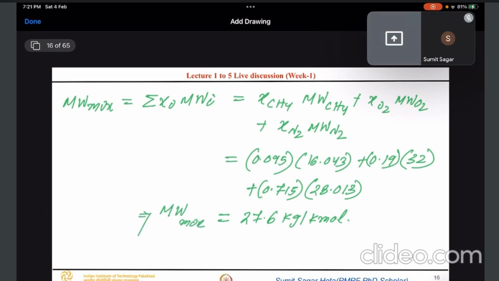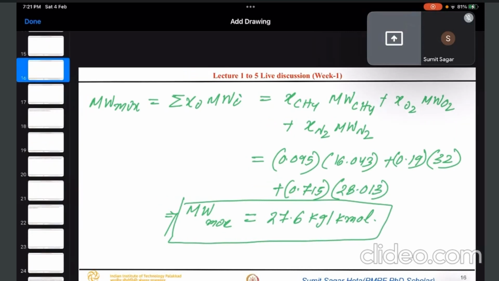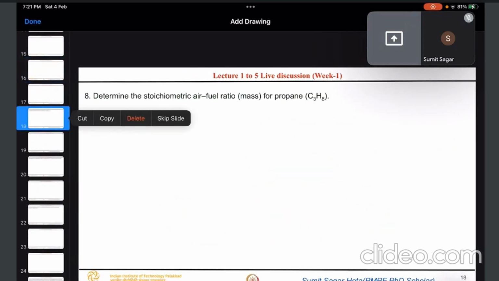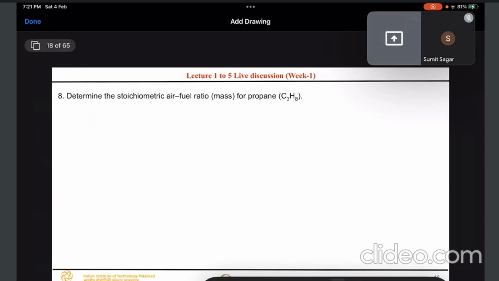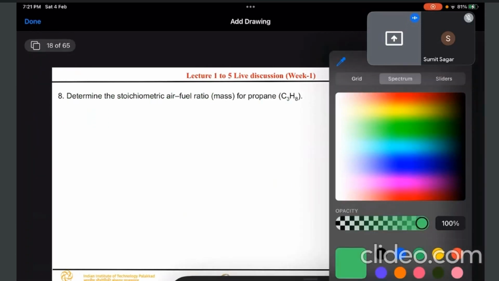Now I have calculated the molecular weight of the mixture. I already calculated the molecular weight of the mixture many times, so here also they asked the same thing, but in a different sense. That also we have done now. Now come to the next question.